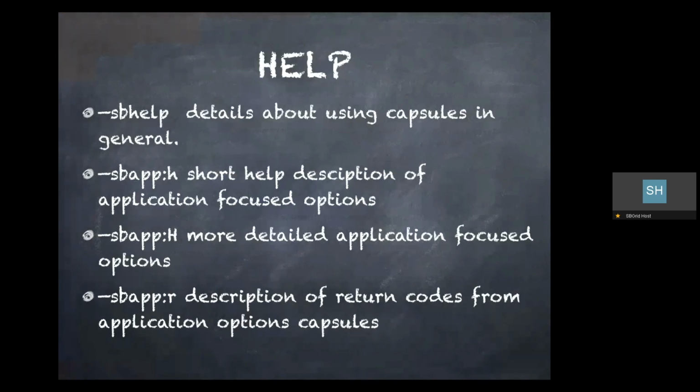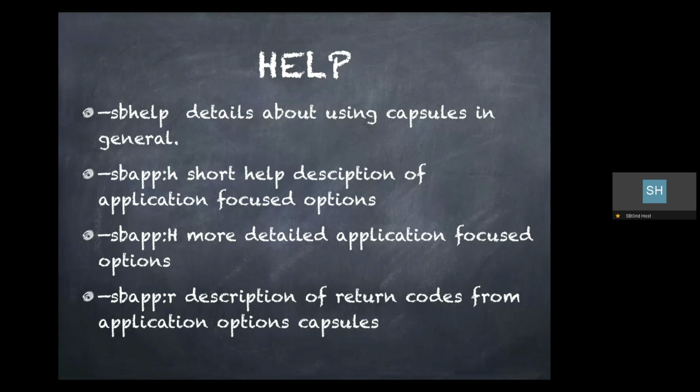Okay, so help. There's a variety of help functions that are built into capsules. These options are differentiated from the executable's options. The executable options are whatever the developer says, and the capsule options are differentiated from them with that --SB. So you can do --SB help, which gives you details about using capsules in general, and it's very similar to what's on the capsule wiki page. You can do SBApp: help, which gives you a short description of the application focused options. Capital H gives you more details, and then R actually gives you the return codes.